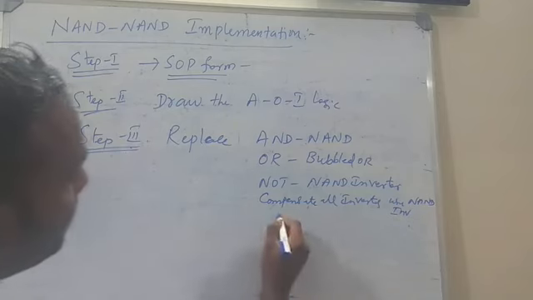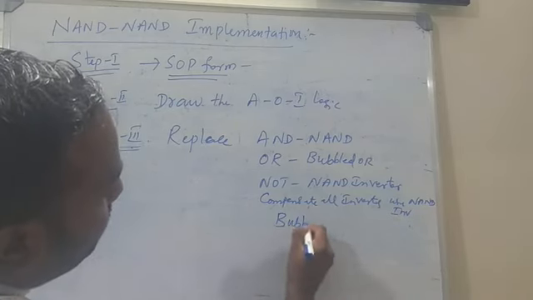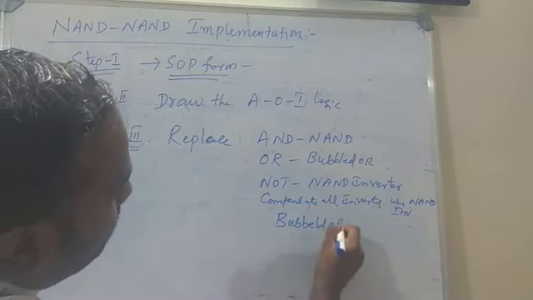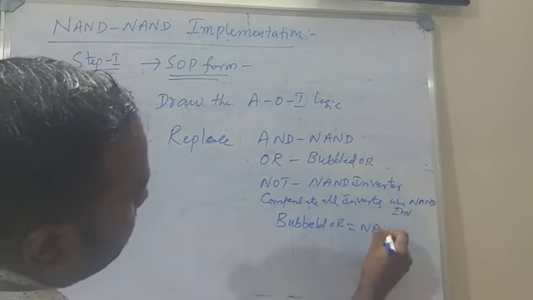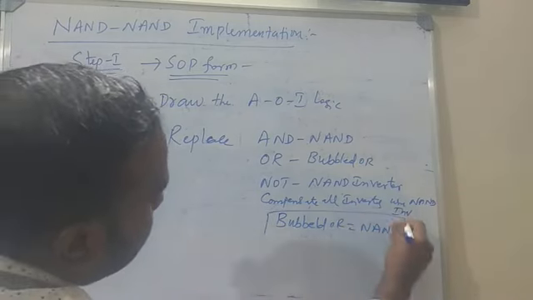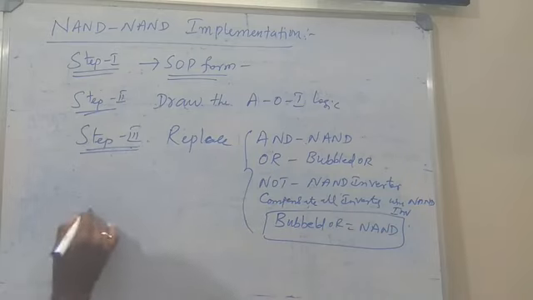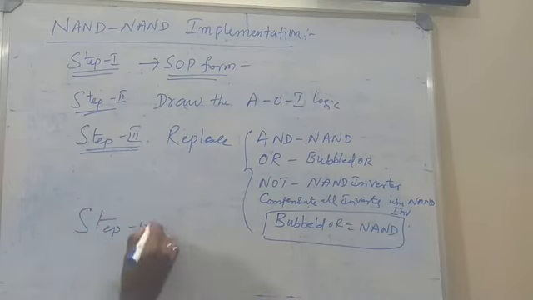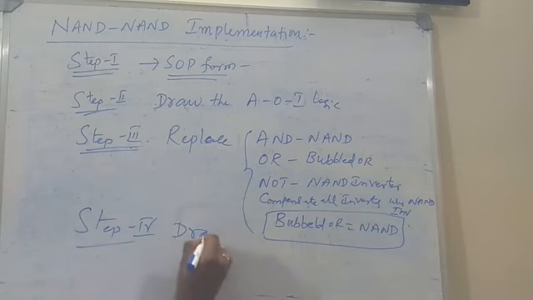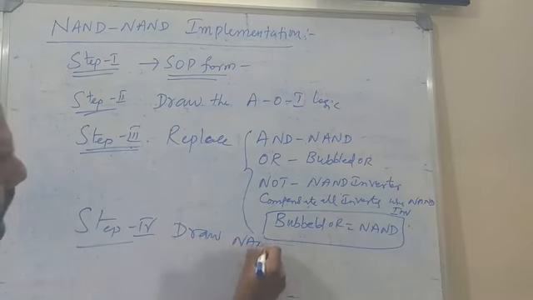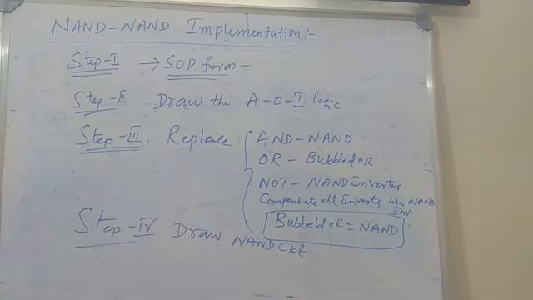What is De Morgan's law? Bubbled OR is equal to the NAND operation. This is the one De Morgan's law: bubbled OR is equal to NAND. So you have to remember all these five concepts. Next, step number four, in the last step, you just draw the NAND circuit. These are the basic steps involved in NAND to NAND implementation.